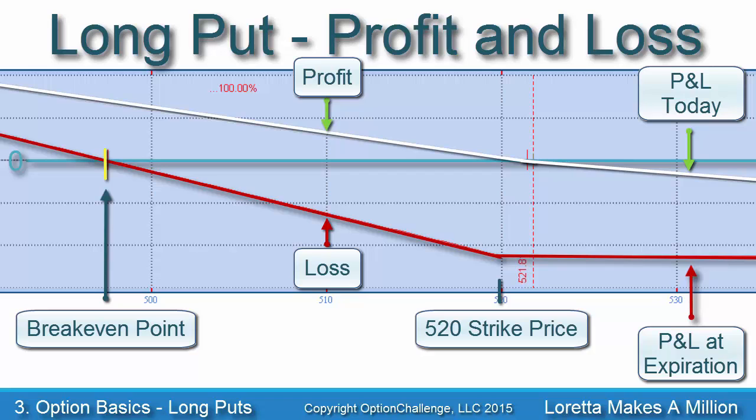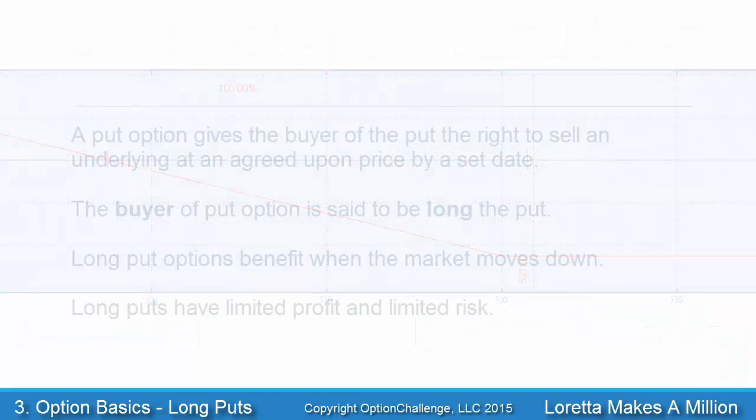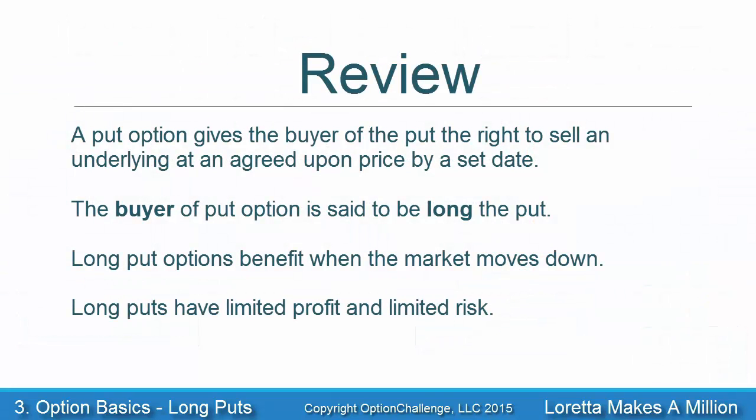Remember, you can sell a position any time before expiration. Let us review what we have learned in this video. A put option gives the buyer of the put the right to sell an underlying at an agreed upon price by a set date. The buyer of a put option is said to be long the put. Long put options benefit when the market moves down. When the price of the underlying goes down, the buyer of the put option can sell the option at a higher price and make a profit. Long puts have limited profit and limited risk.